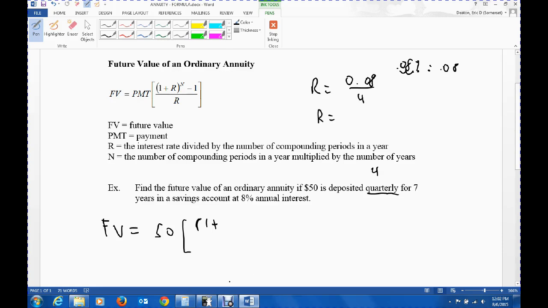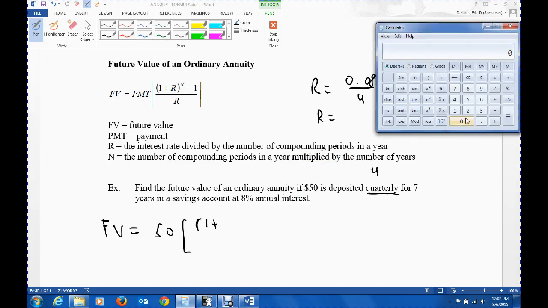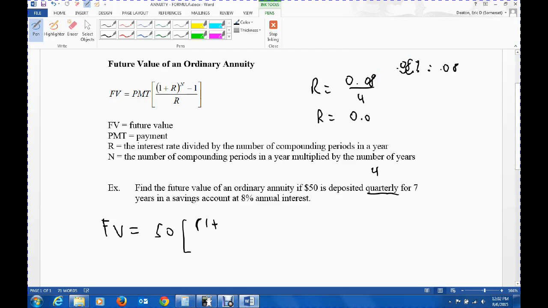And if you take out a calculator, I'm going to use a scientific and a graphing calculator. For this one, I'm just going to use the scientific: 0.08 divided by 4. And you get 0.02, which should be expected. And then we need our N. N is just the number of compounding periods total for the whole life of the annuity. So in this case, it's 4 times a year, because it's quarterly. And how many years? Well, that's 7 years. So our N is going to be 28.